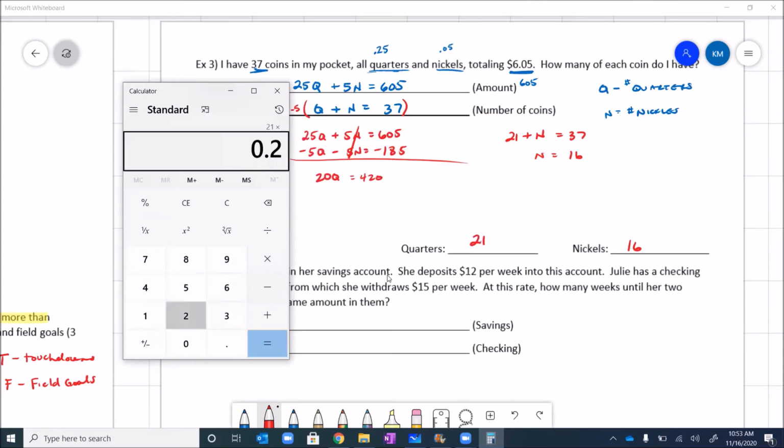21 times 0.25 plus 0.8. So there we go. All right.